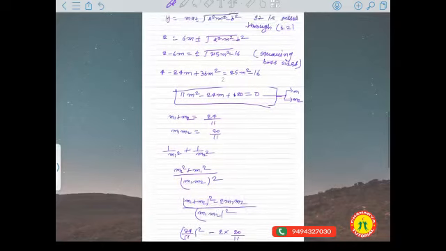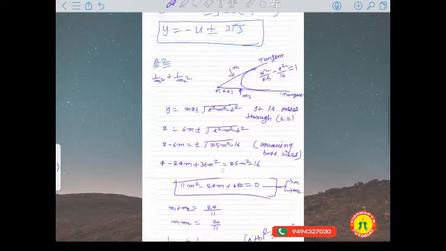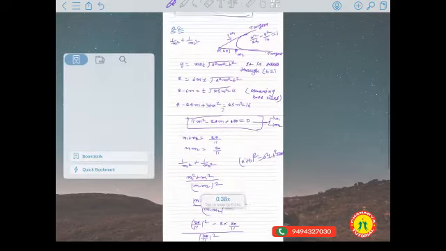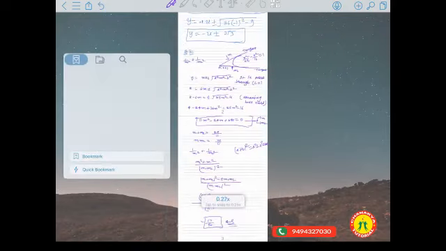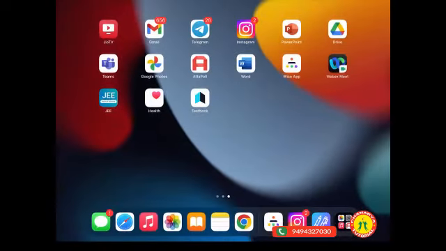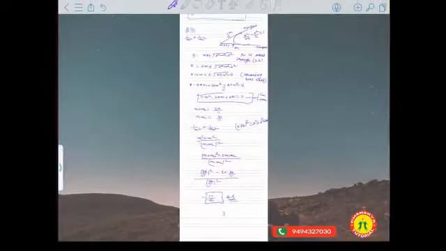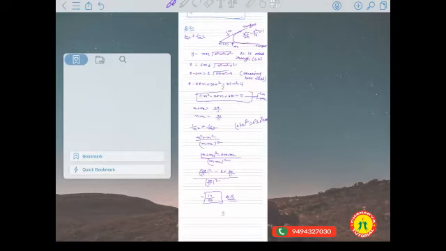We know that (a plus b) square is equal to a square plus b square plus 2ab. So m1 square plus m2 square is (m1 plus m2) square minus 2 times m1 m2. Everyone understood? Sai, any doubt? Srisha, समझ में आ गया? Yes, sir. Any doubt? समझ में आ गया सर. Okay, good.